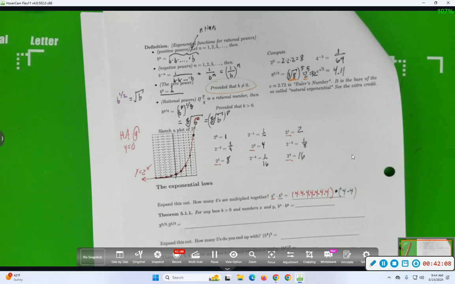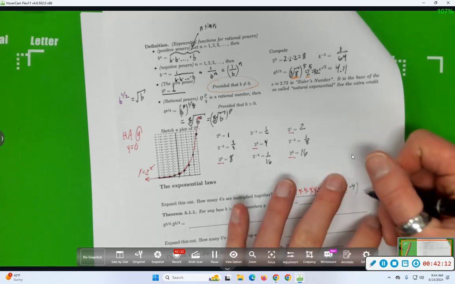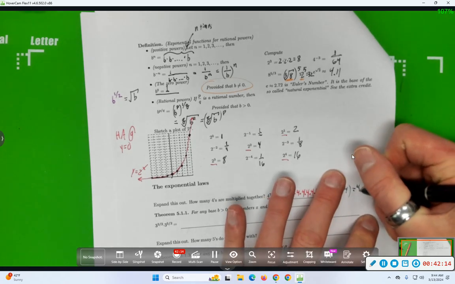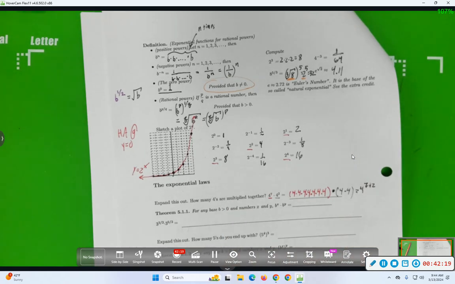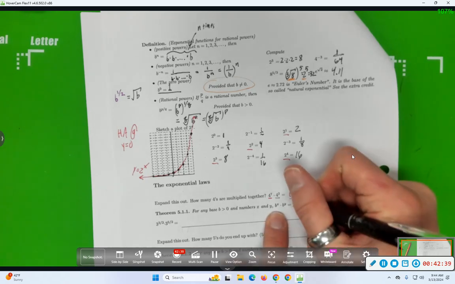So how many 4s do you see written in a row? 9. Which coincidentally is the same thing as 4 to the 7 plus 2. Was there anything special about the things that I wrote down that made that happen? Oh yeah, the same base, that's important. But otherwise the exponents could be anything you want and you'd still get this addition property. So whenever you multiply two exponentials with the same base, you just add the exponents.